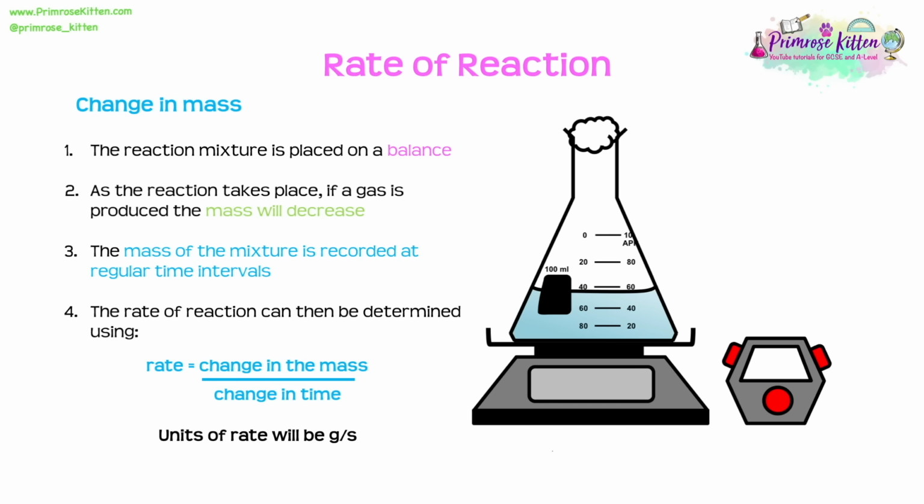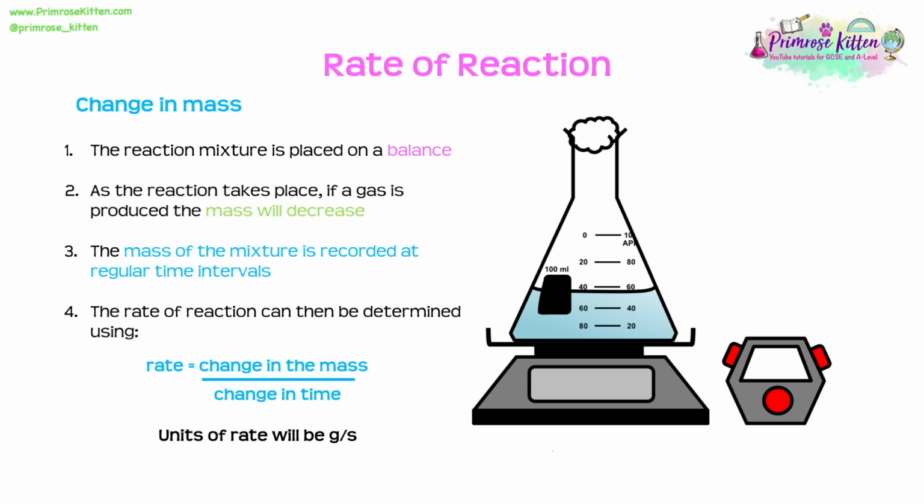Let's have a look at these experiments in a little bit more detail. Let's have a look at the method of measuring the change in mass. So firstly, you put your reaction mixture on a balance. You can see here that we have some cotton wool on the top of our conical flask. The reason why we use this cotton wool at the top is it will allow gases to escape, however it won't allow any other substances to escape.